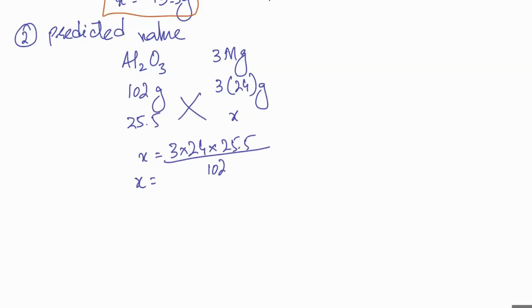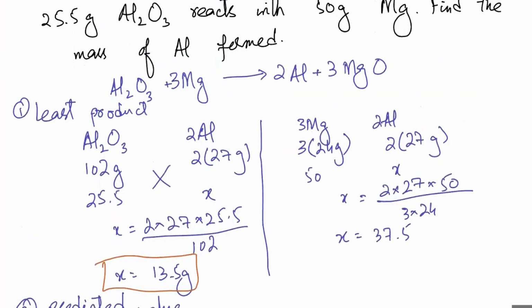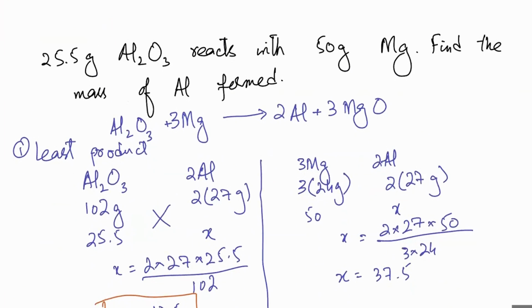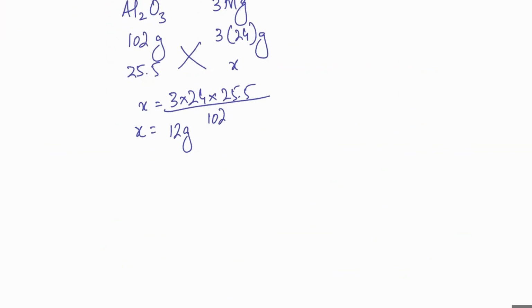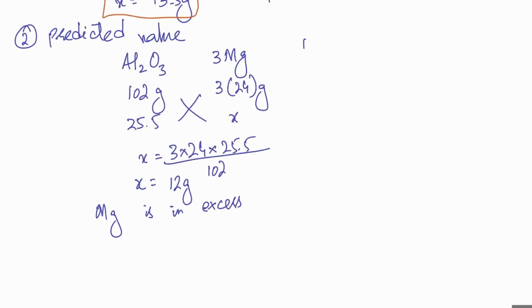मेरे पास आती है 12. This is my predicted value. Do I have more than this? Of course. I have 50 grams. So clearly, this is in excess. This will be limiting. So अब जब मुझे पता चल गया है this shows that magnesium is in excess. So अब जब मुझे पता चल गया है तो अब मैं aluminum वाला क्वेश्चन सॉल्व कर लूंगा.